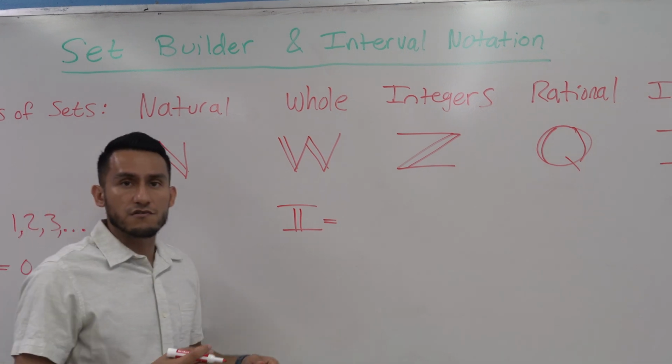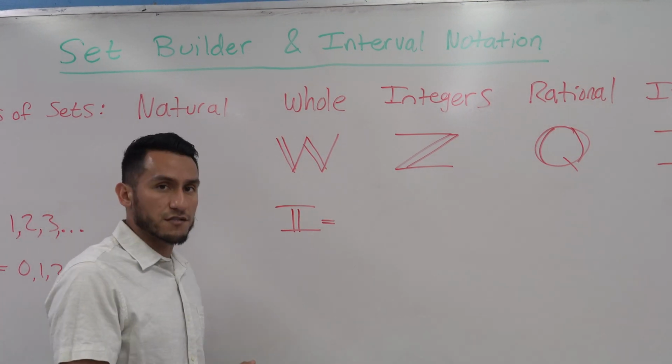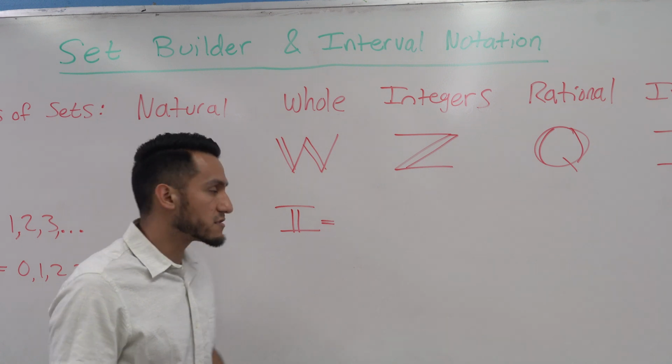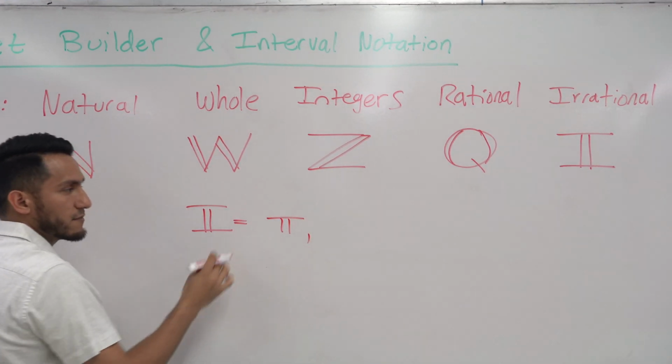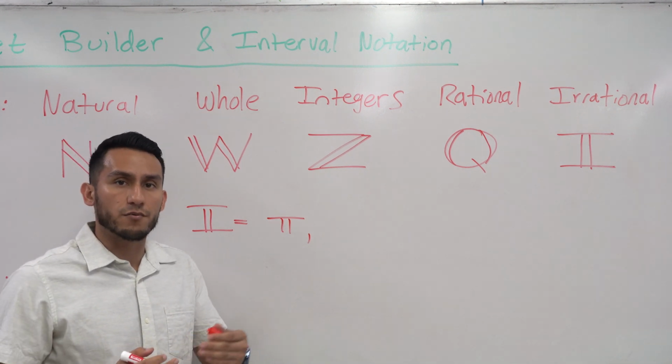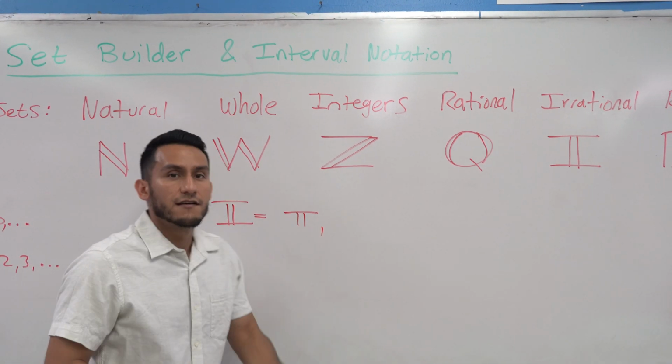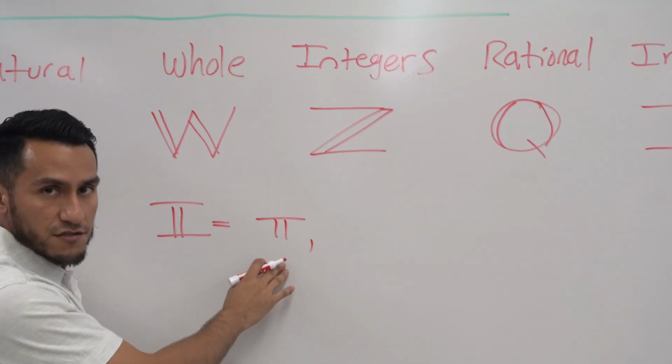So the set of irrational numbers are numbers that cannot be changed into fractions. So it's the total opposite of rational numbers. Irrational numbers can consist of pi. Pi is a perfect example of an irrational number because it has a weird value, 3.1415, and I don't know what's after that. So pi is an irrational number, it cannot be changed to a fraction.